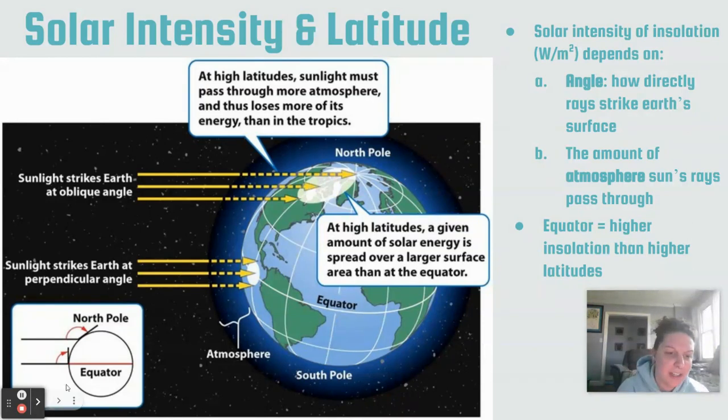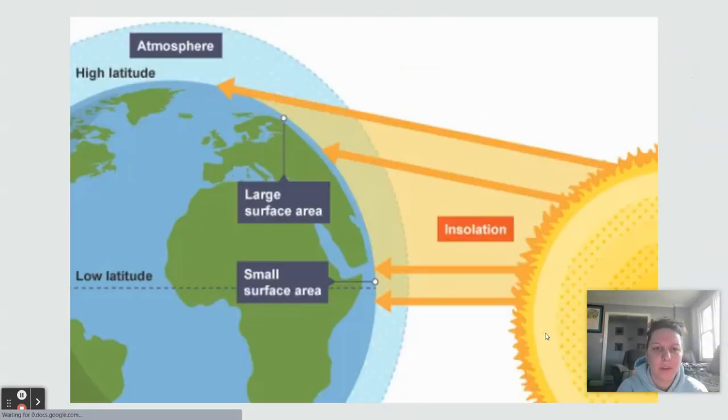You can see that demonstrated here. If we were to make a little angle here at the equator, we've got a pretty direct angle, but for our higher latitudes, we've got a much larger angle, so the sunlight is going to be spread out. So overall, we can understand that the equator does have higher insolation than higher latitudes because of that direct angle, and there is less atmosphere there that the rays have to work their way through.